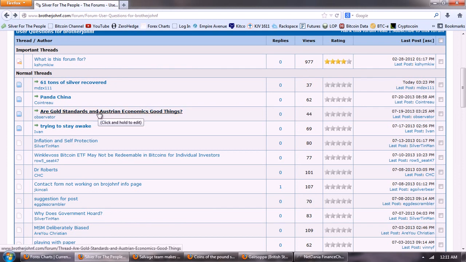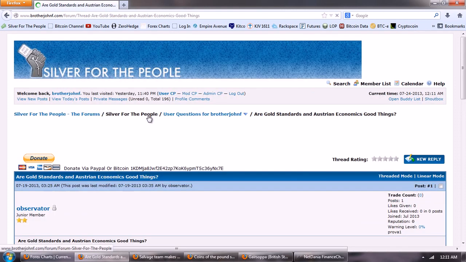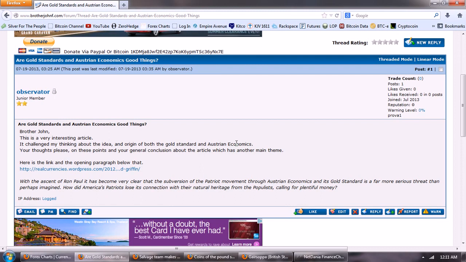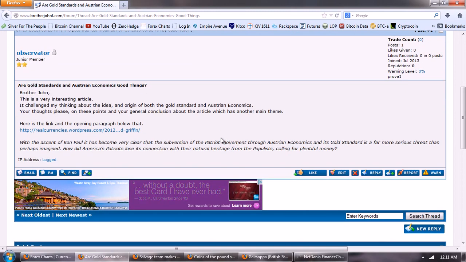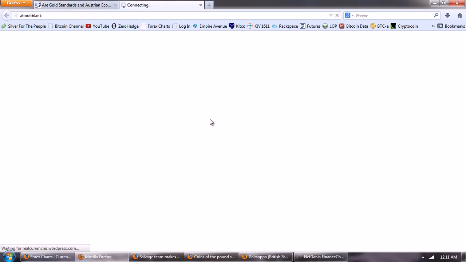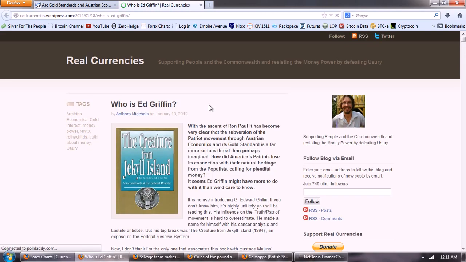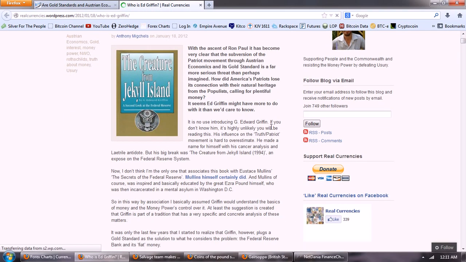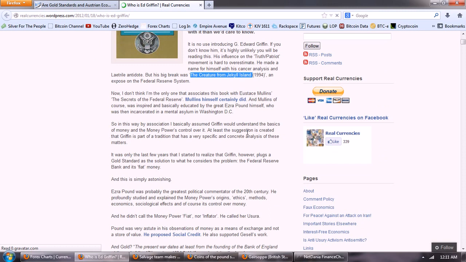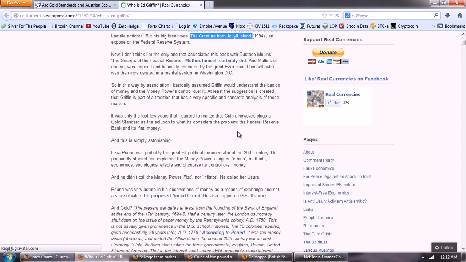Next question. Are gold standards and Austrian economics good things? This is from Observator. And Brother John, this is a very interesting article. It challenged my thinking about the idea and origin of both the gold standard and Austrian economics. Your thoughts, please, on these points, your general conclusion about the article, which has another main theme. Here's the link. Now, this is basically a hit piece on G. Edward Griffin. You know, he's the author of The Creature from Jekyll Island. And I would say I certainly don't agree with this article.